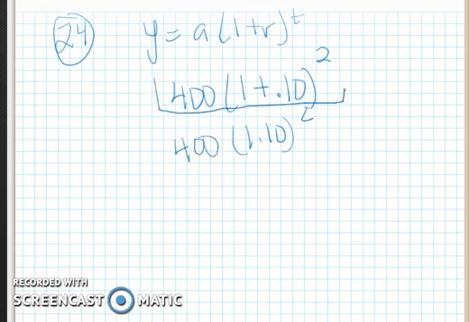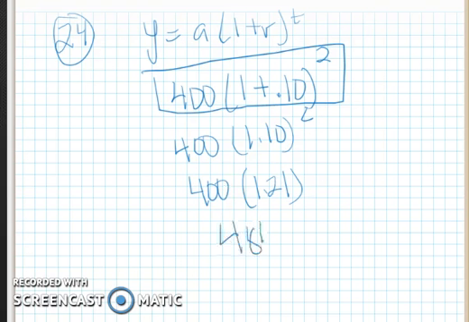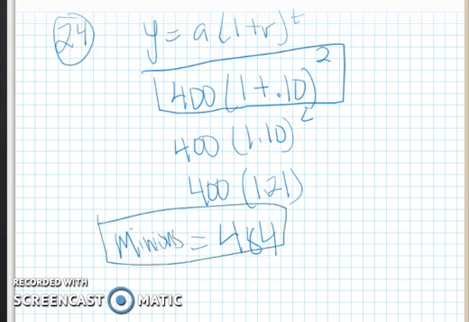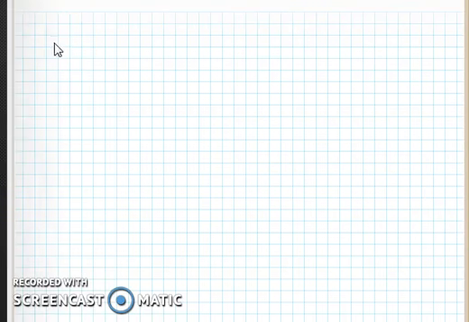Now here's my calculator ready form. Now I'm going to do 1.1 raised to the 2nd power. And when I do that, I get 1.21 times 400. And I'm going to come up with 484. And those are my minions. And our last one, 25.